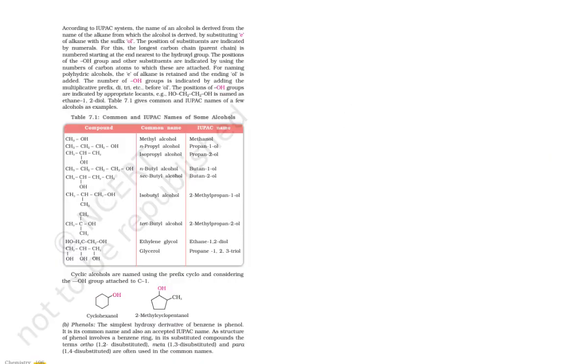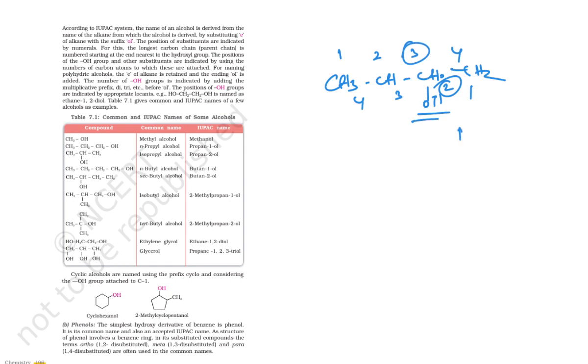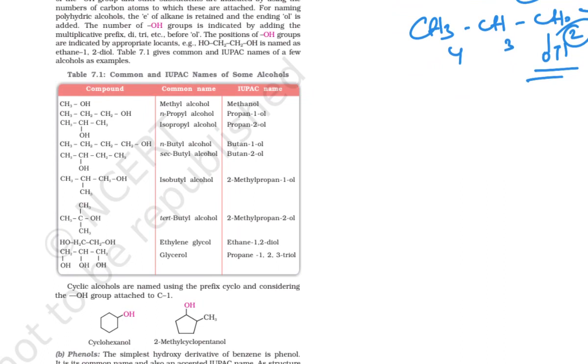So let's take the example of CH3. We can give the numbering in two ways, 1, 2, 3, 4. Again, 1, 2, 3, 4. In the first way, the OH bonded carbon has number 3. In the second way, the OH bonded carbon is number 2. So we have to give the least possible number to the OH while numbering. So this name is butan-2-ol. Okay, clear?